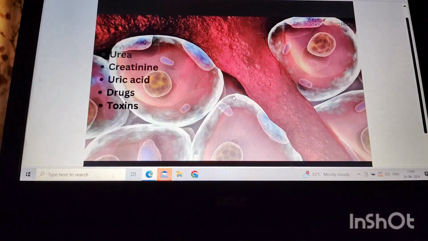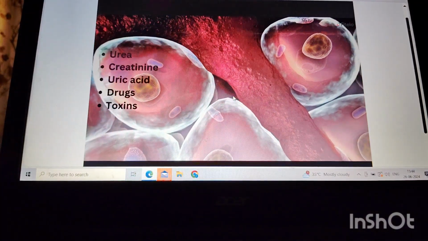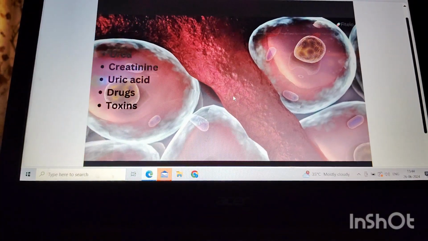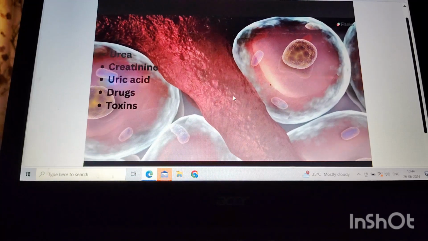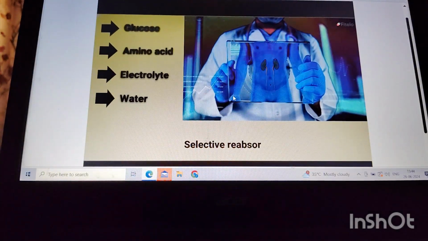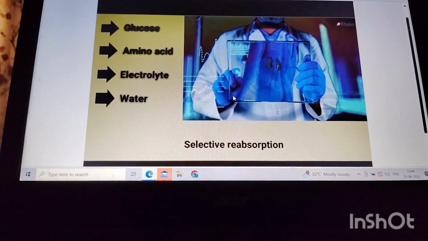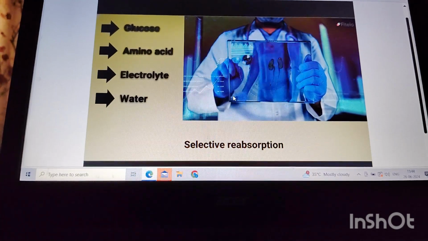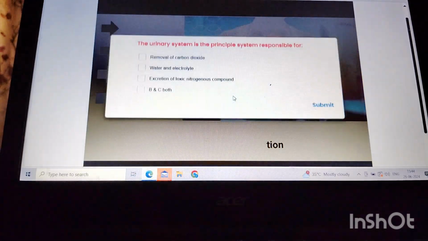Metabolic wastes of the body are excreted in the form of urea, creatinine, uric acid, drugs, toxins, etc. in urine. The next function is selective reabsorption of glucose, amino acids, water, and electrolytes in the renal tubules.